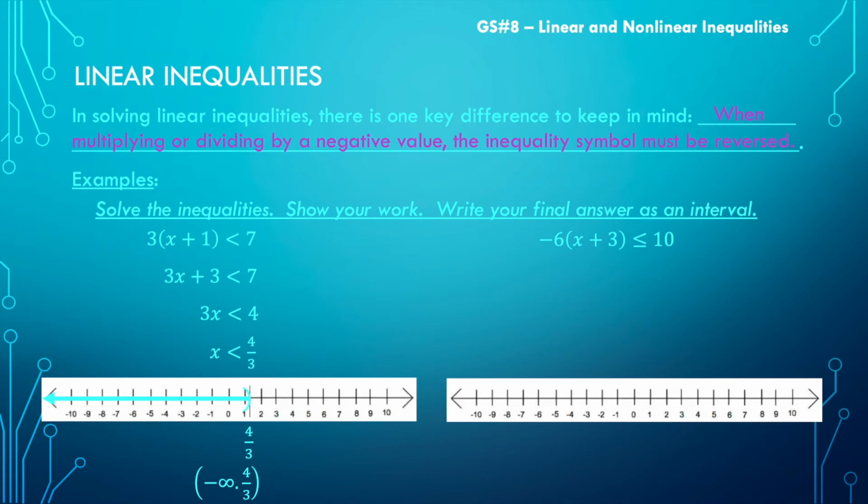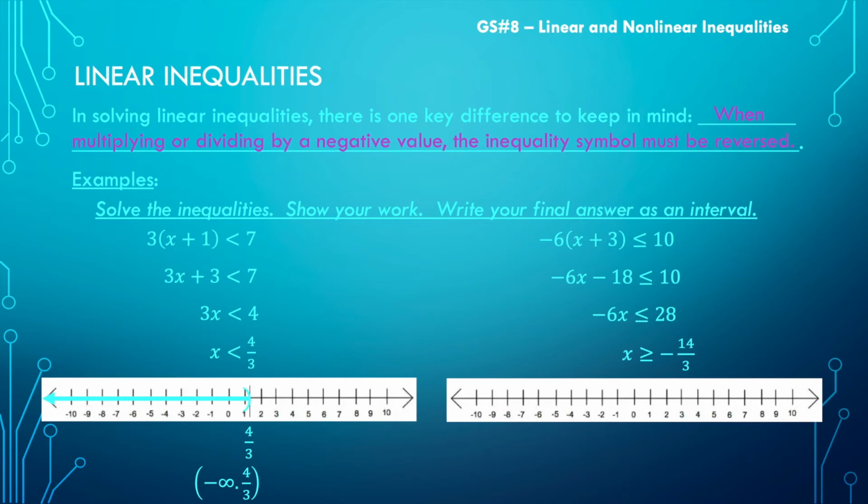Let's distribute through this -6, and we would get -6x minus 18 is less than or equal to 10. And then adding 18 to both sides would give us -6x is less than or equal to 28. Then we are going to divide through by that -6. And this is where that one key difference comes in. We want to make sure that we reverse the inequality symbol. And so we would end up with x is greater than or equal to -28/6, which simplifies to -14/3.